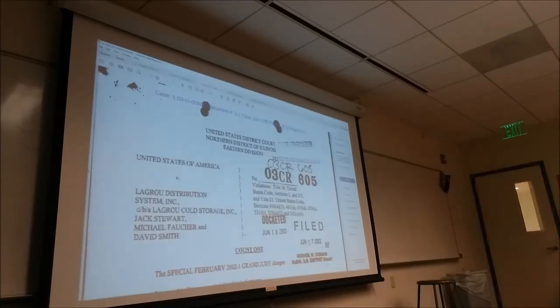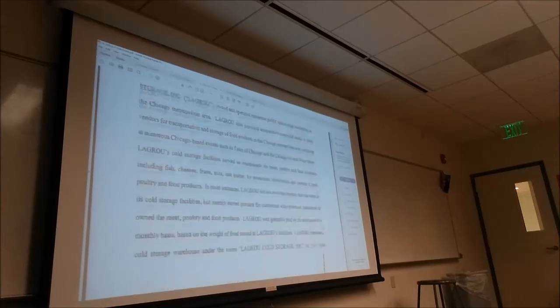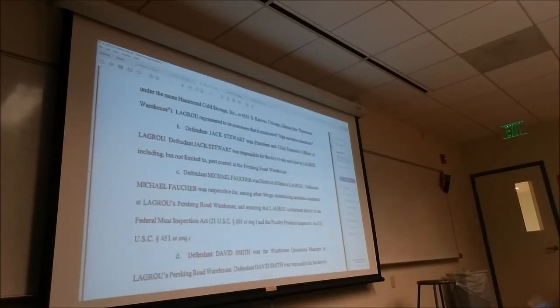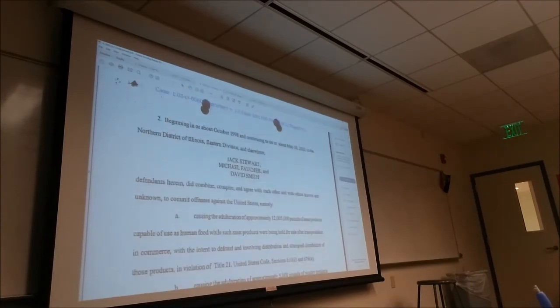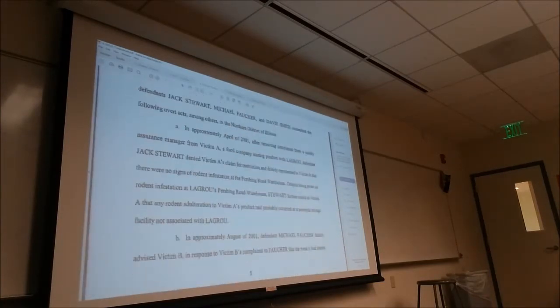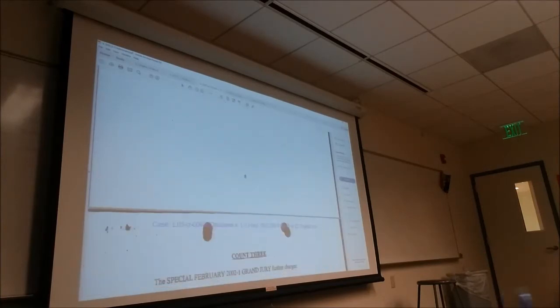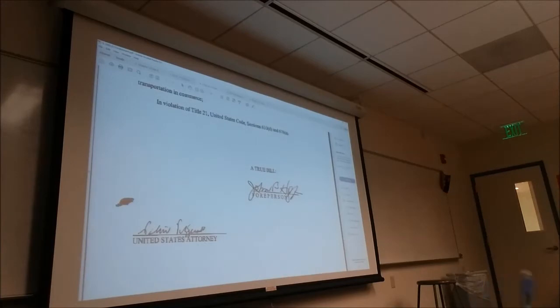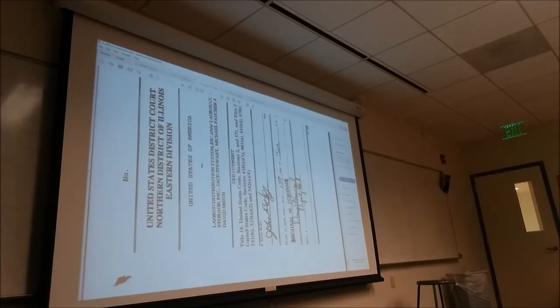And so this is what the indictment looks like. These are some of the defendants, and it lists all of the different counts. So this is just a grand jury indictment, and it goes on and on and on. Oh, that's just count two. At the end, it's signed by the grand jury foreperson and the prosecutor, the United States attorney. And then it's filed with the court, and that's how the criminal case begins against that person.